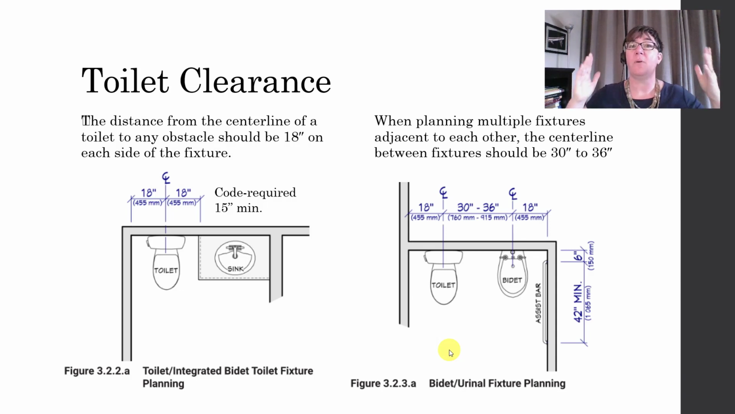Let's make sure there's enough width from our toilet, from the center line to any obstacle to the side. Code requires a 15-inch minimum, but the ADA regulation is 18 inches for accessible toilets, and NKBA also recommends 18 inches.